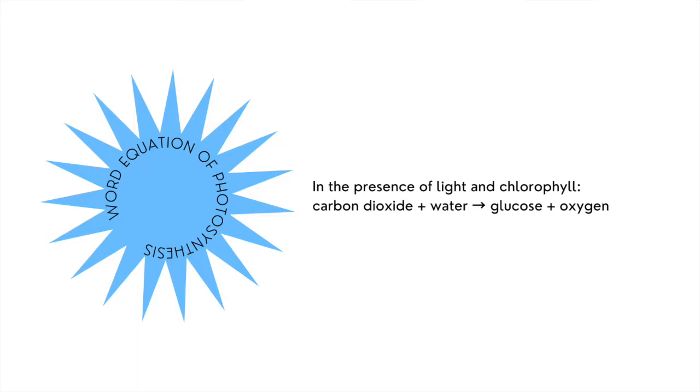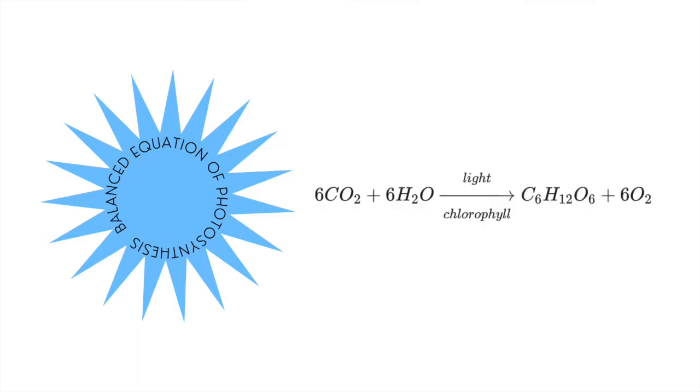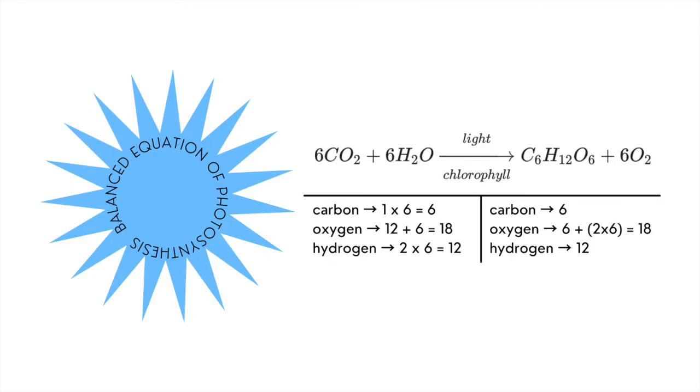The word equation for photosynthesis is carbon dioxide plus water into glucose plus oxygen in the presence of light and chlorophyll. Or the balanced equation, required for the supplement topic: a combination of 6 carbon dioxide molecules and 6 water molecules in the presence of light and chlorophyll produces 1 glucose molecule and 6 oxygen molecules as a byproduct. As you can see, it's already balanced since we started with only 1 of each and gradually multiplied various ions to balance the equation.